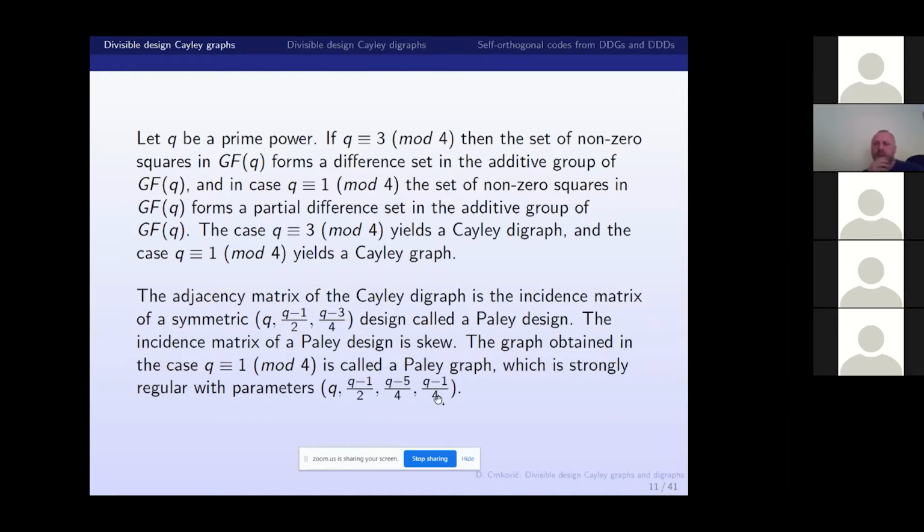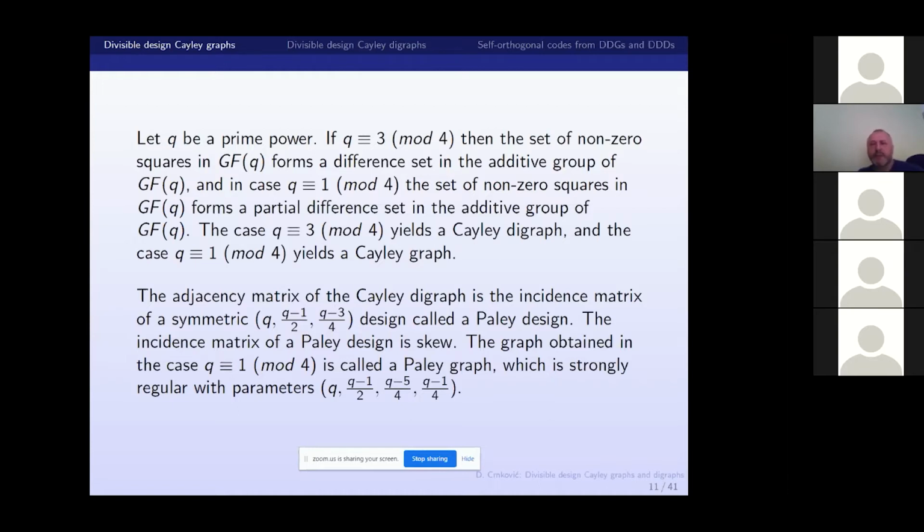So if we look at the adjacency matrix of that graph, any 2 rows or 2 columns have actually 2 intersections, (q-5)/4 and (q-1)/4. So this is a symmetric design, but not a 2-design, just a 1-design, which is actually less interesting than a 2-design.